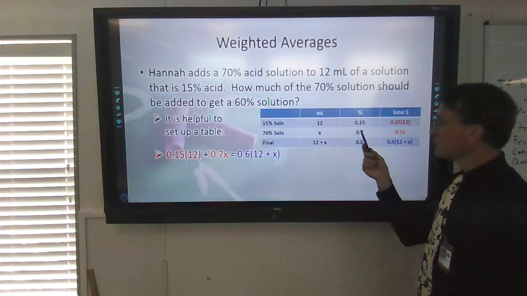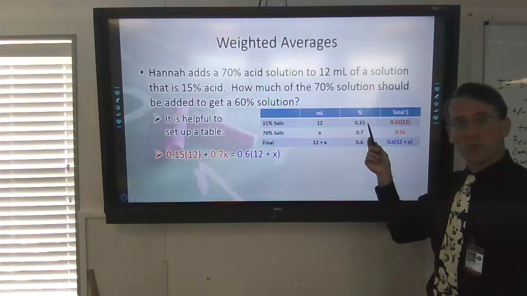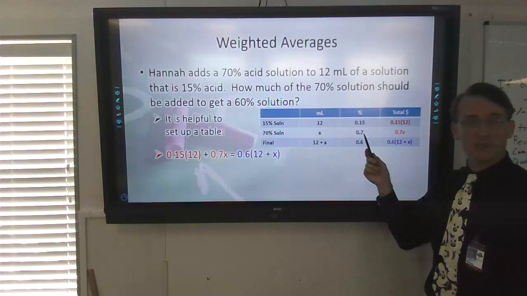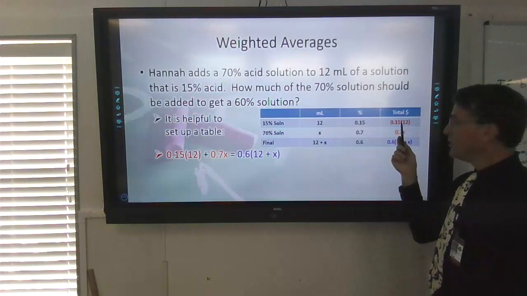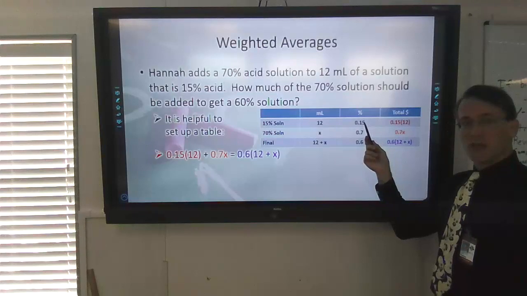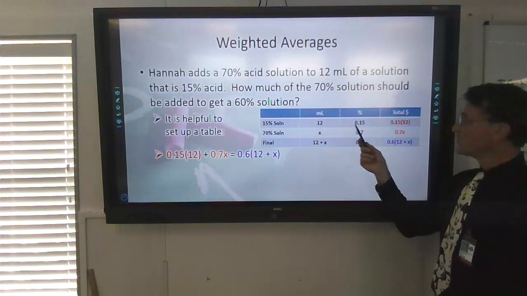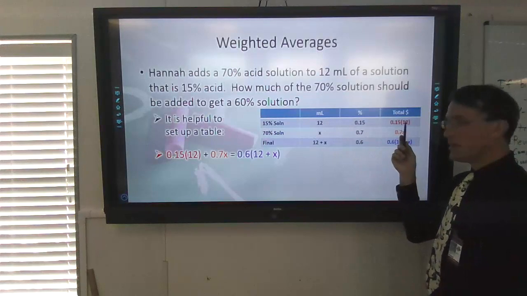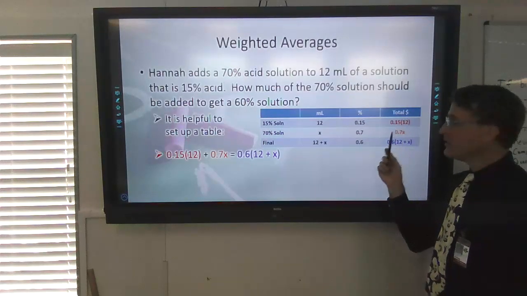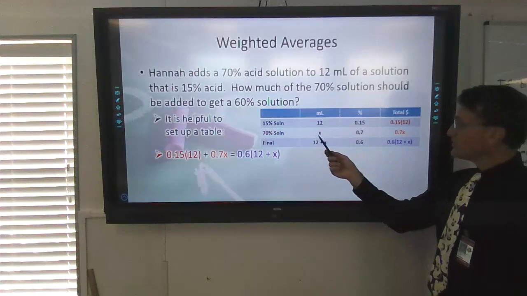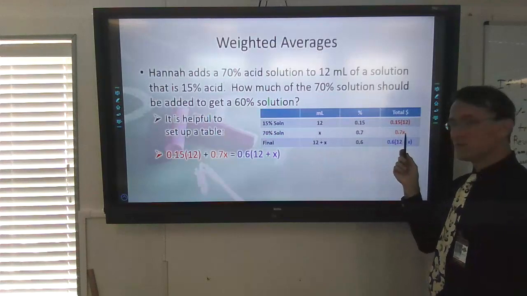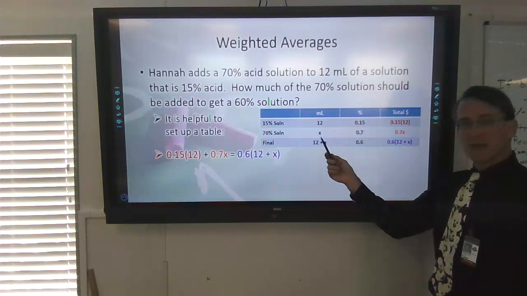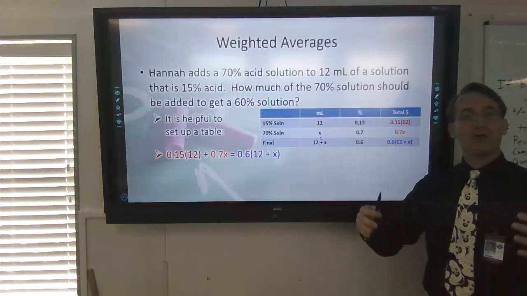Over here, as far as the percent, I've got the 15%, which is 0.15 as a decimal, 70% is 0.7. You could have 0.70 if you would like. Over here, I'm multiplying these two numbers together. So 12 milliliters times 0.15 gives me the total amount of acid that I have in my solution. Then I have the 70% times its unknown quantity, which is 0.7x. And then in my final, I'm going to have these two numbers added together, because how much am I going to have at the end?